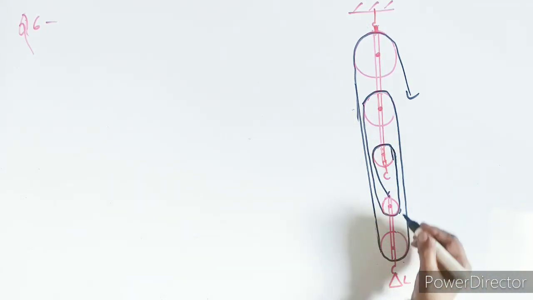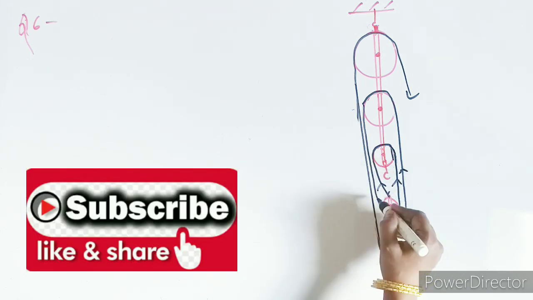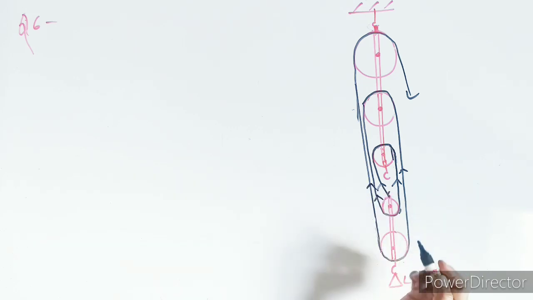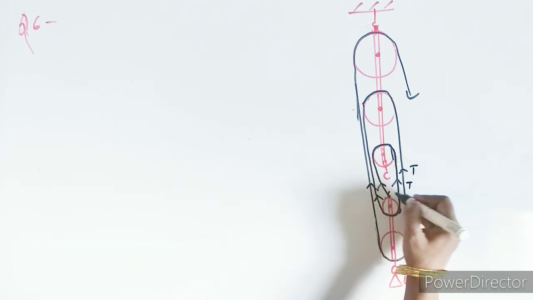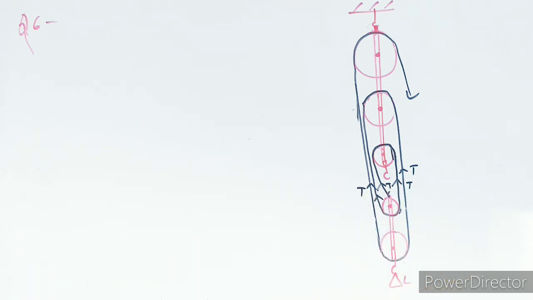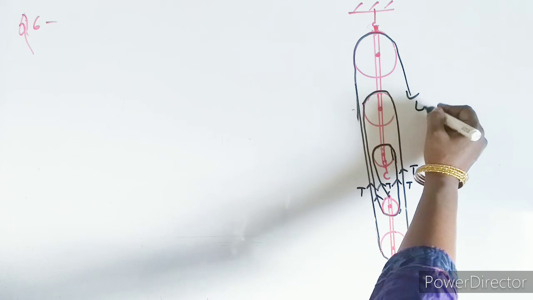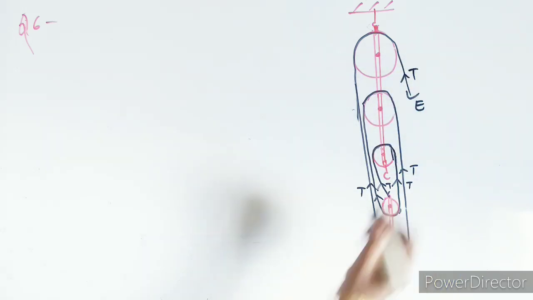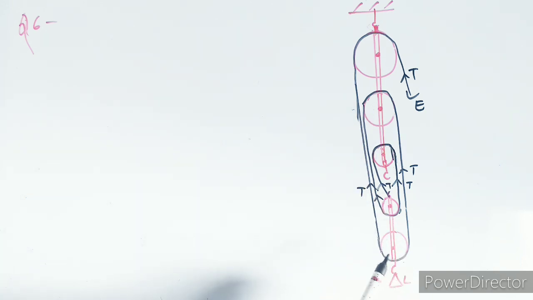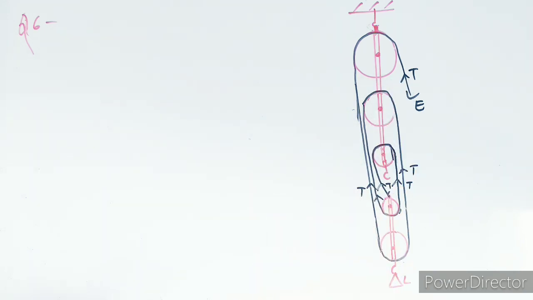Here all these will be the tension, direction of tension. In all these cases you have to mention it. So here the load is supported by 5 tensions, this one is the effort, and this one again will be tension. This is the load. Okay, so see here, 5 pulleys, it should be 5. 1, 2, 3, 4, 5. And effort is always by 1.